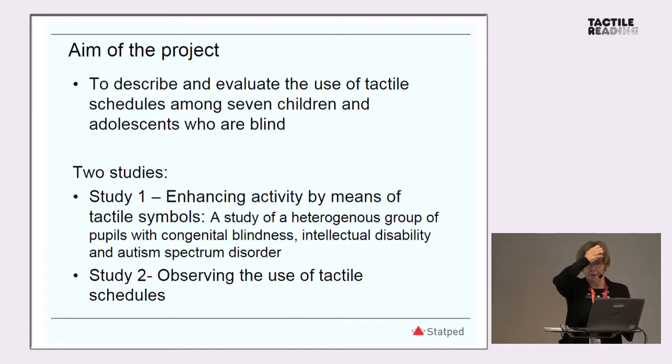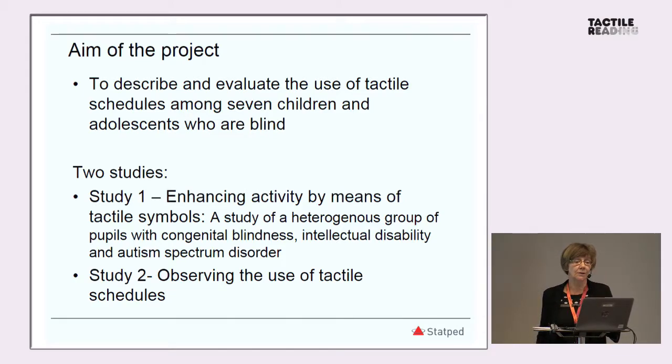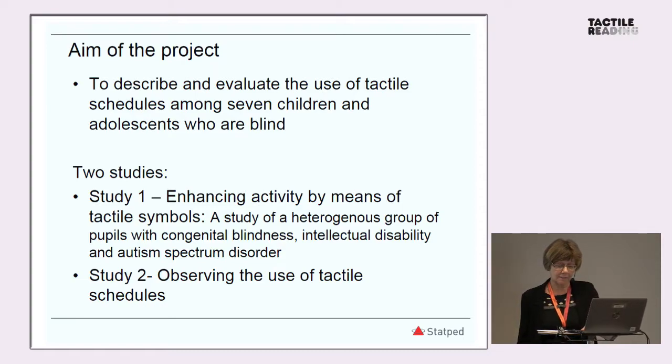So the aim of the project was to describe and evaluate the use of tactile schedules among 7 children and adolescents who are blind. The first study was called Enhancing Activity by Means of Tactile Symbols. In the first study, the effect the use of tactile symbols has on 6 children and adolescents with congenital blindness and ASD, autism spectrum difficulties, was examined. Study 2, we named Observing the Use of Tactile Schedules. In this study, we describe how the 7 children who participated use tactile schedules, and we evaluated how they used it.